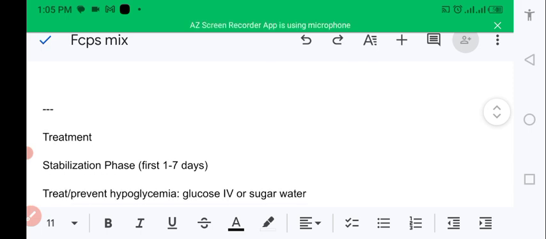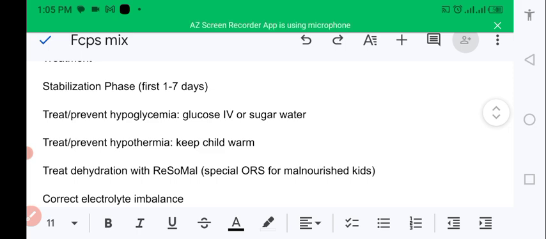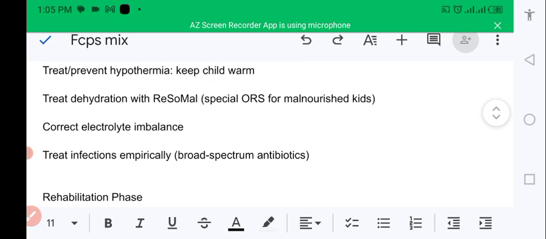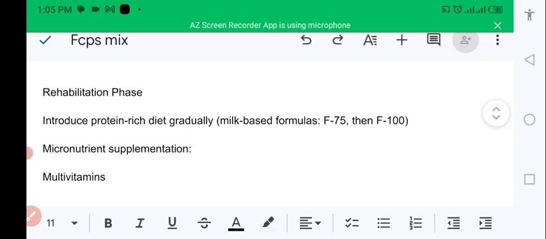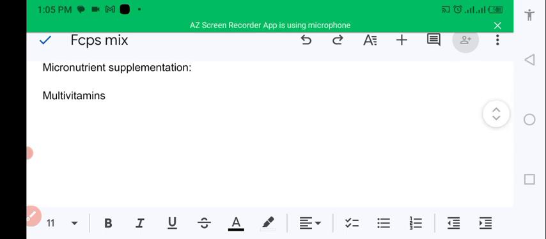Treatment is the stabilization phase from 1 to 7 days. Treatment is also to prevent hypoglycemia and hypothermia. Keep the child warm, give sips of ORS, and treat the infection if any is present. Also, we have to prescribe multivitamins like vitamin A to the babies in order to prevent corneal scarring.